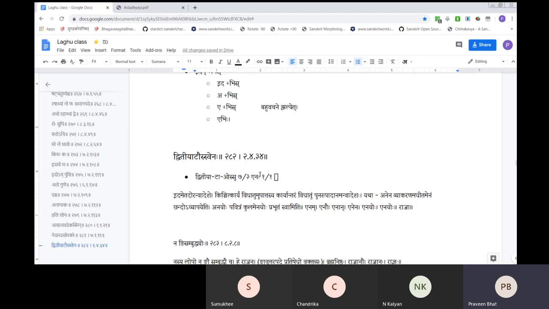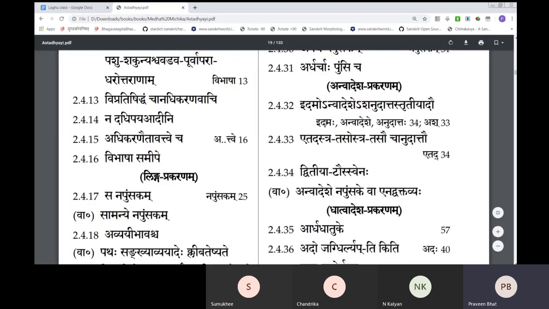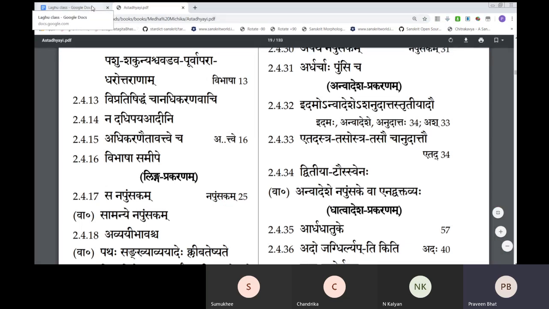But this akara has been added, ena. So you'll get ena only. I think it is all ena adesha. And what do we see here? We see that idamaha anvadeshe anuddattaha and etad. So all these are there as anuvritti.